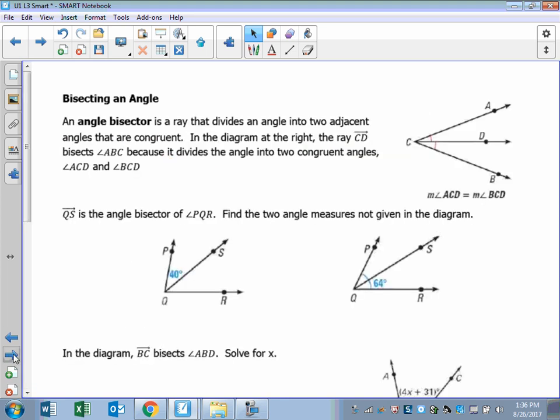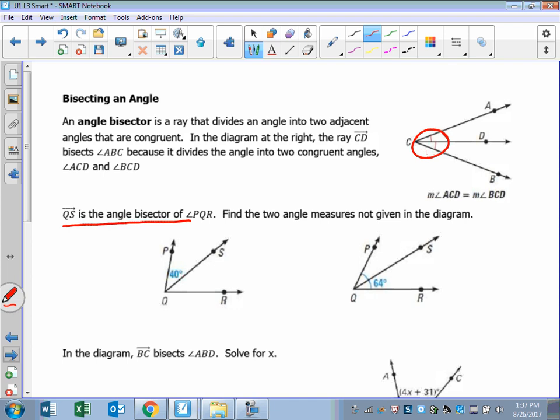Next, we're going to talk about angle bisectors, which is pretty much the same thing as segment bisectors, except that we're now talking about angles. But the angle bisector cuts the angle into 2 equal pieces. And if you notice, we have arc marks instead of hash marks that kind of tell you that those 2 angles are congruent to each other. So QS is the angle bisector, it tells us. So that means QS is cutting this angle in half. Well, if this side is 40, then this side has to be 40. Similarly, QS is the angle bisector. If this side is 64, then this side has to be 64.